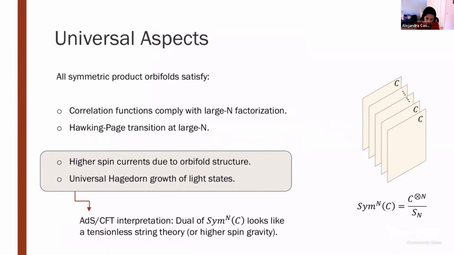And from this point of view, based on these two properties, if you wanted to understand what a symmetric product orbifold is dual to, you would say that it looks like a tensionless limit of a string theory, okay? Or it looks like a higher spin gravity. That would be the dual.